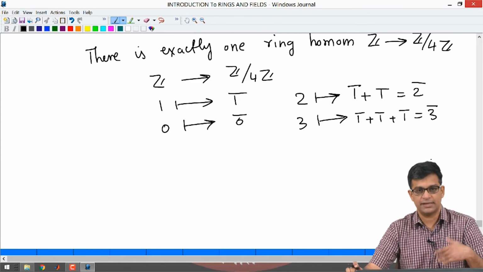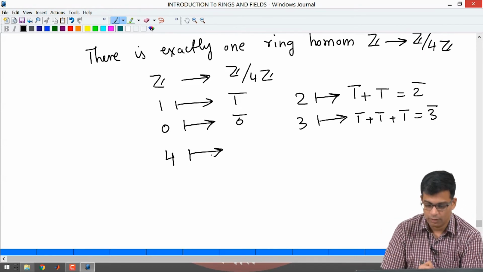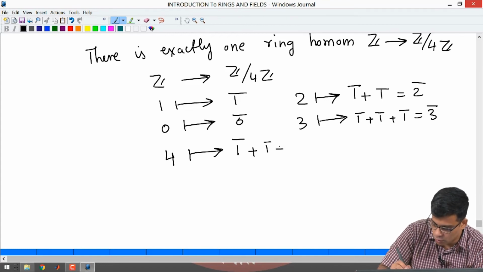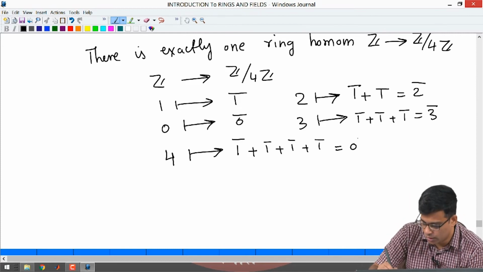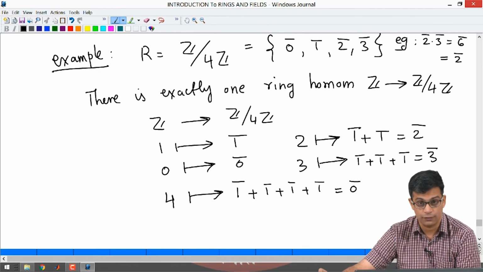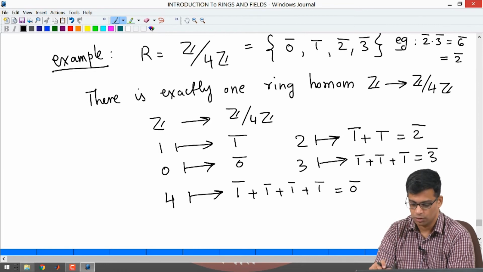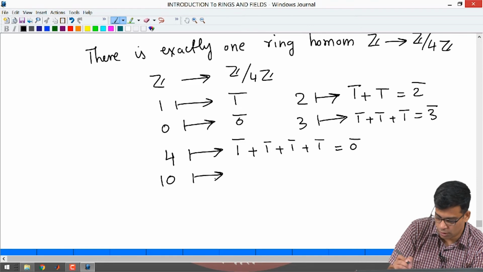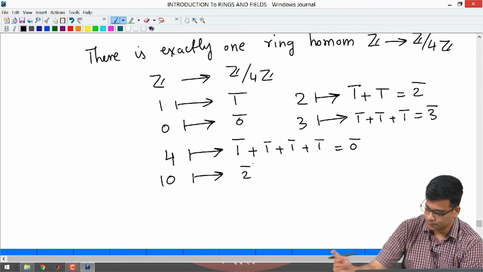Now, Z has infinitely many elements, so I need to tell you what is the image of 4. Where will 4 go? Because of the previous proposition, it will go to 1 bar plus 1 bar plus 1 bar plus 1 bar, but this is actually the 0 element of the ring, because 4 times 1 bar added gives you 0, the residue class of 4, which is 0. Similarly, where will 10 go? Now you get the idea. 1 bar added 10 times will simply be 2 bar.